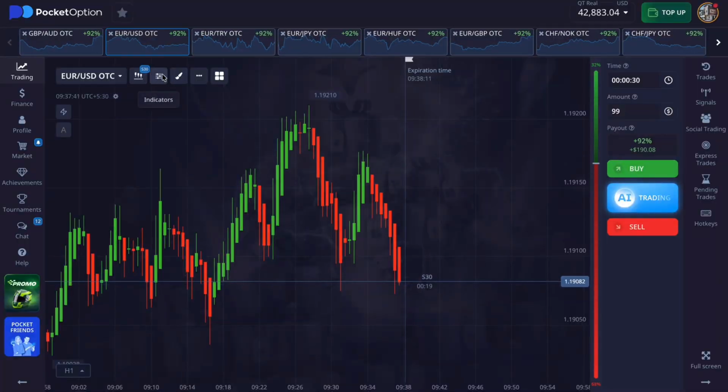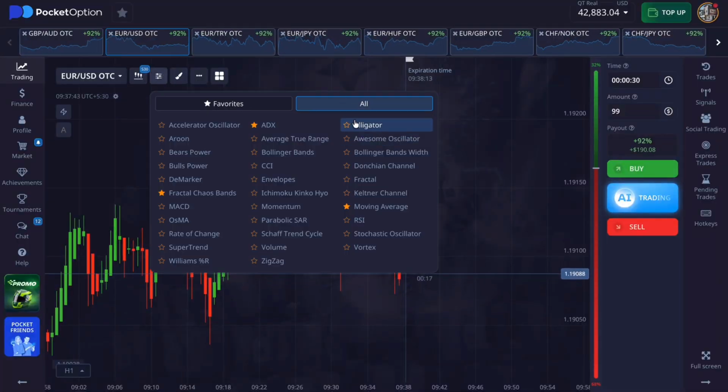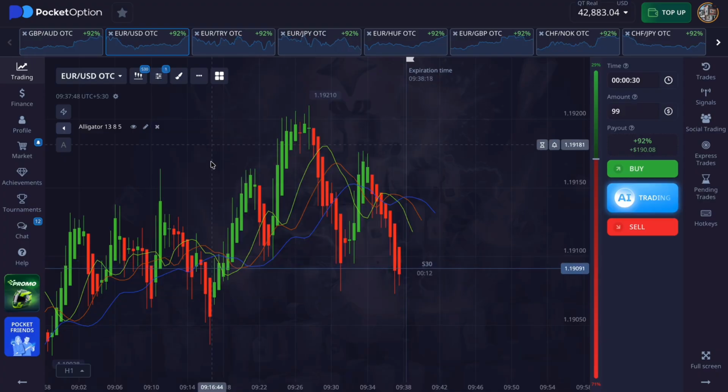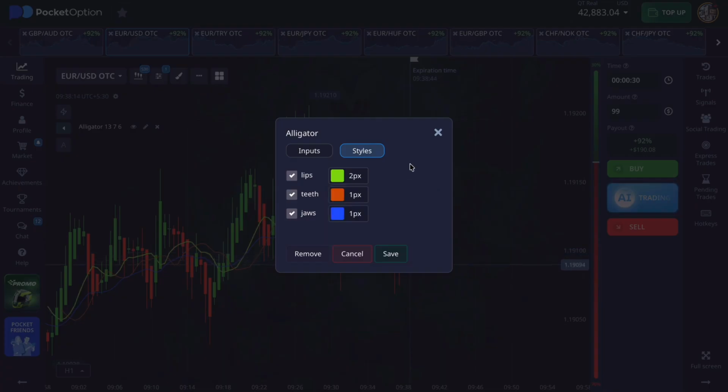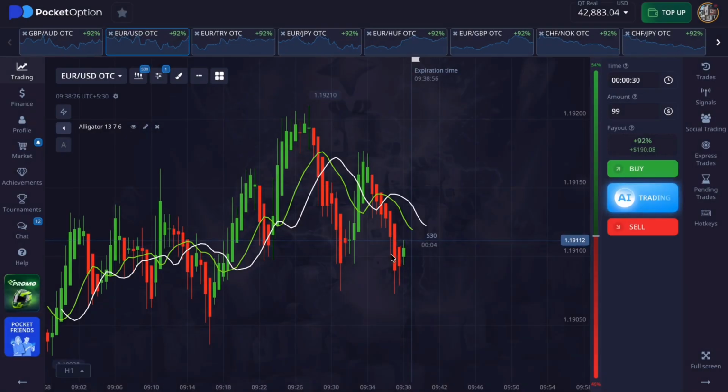First, I add the alligator indicator. Then I go into its settings and make a few changes so that we can read the market direction more clearly. You can see the indicator settings on the screen. After that, I will also make a few color adjustments. And here, the alligator settings are complete.